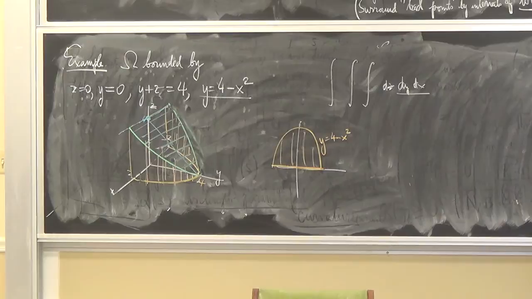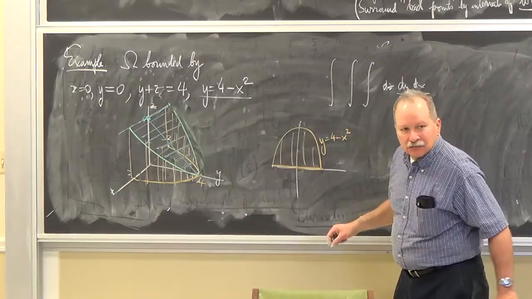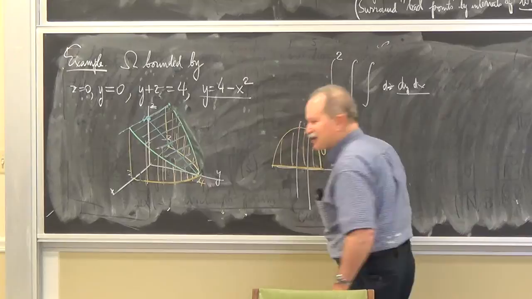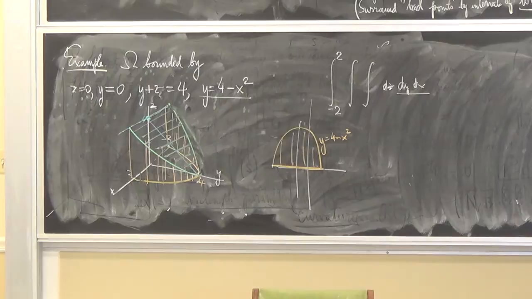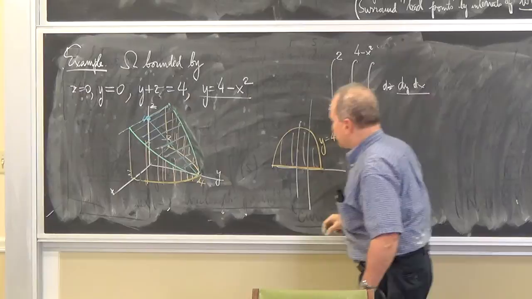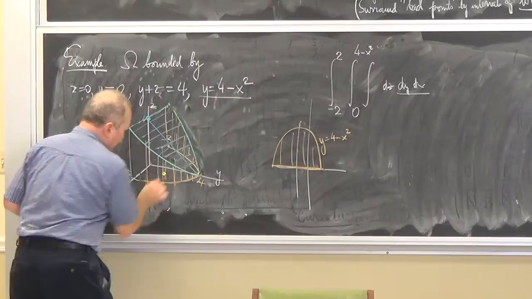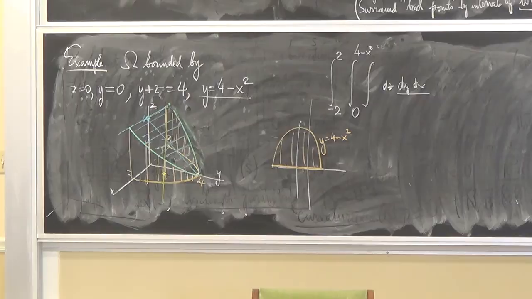So x goes from negative 2 to 2. For each fixed x, draw your y ray. Y goes from 0 to 4 minus x squared. And now comes the fun part. Fix a point in that region in the xy plane and shoot your vertical arrow. Where does it enter? Where does it exit? 0 to 4 minus y.